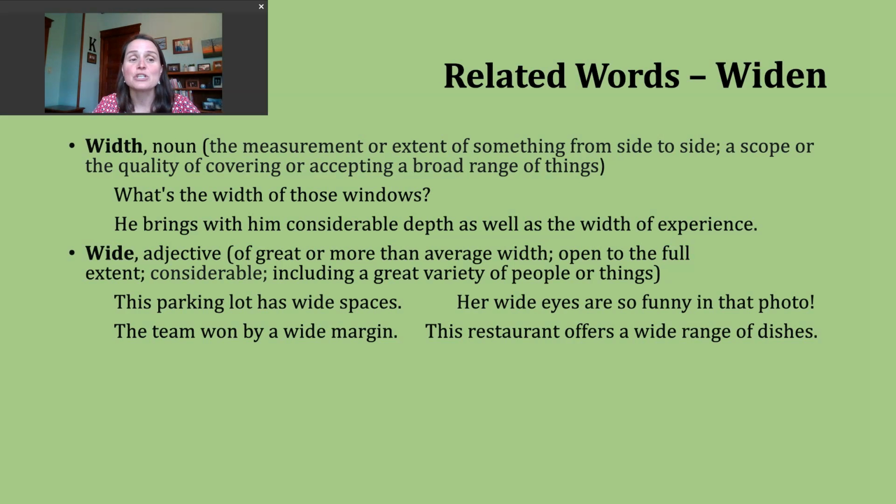A fourth way to use the adjective wide means including a great variety of people or things. So, how you might hear this used: "This restaurant offers a wide range of dishes," right? So, it's not like they just have a single thing or 2 or 3 things, but there are going to be many different options. So, here you might hear wide variety, wide range. Just know we're talking about many options, many choices there.